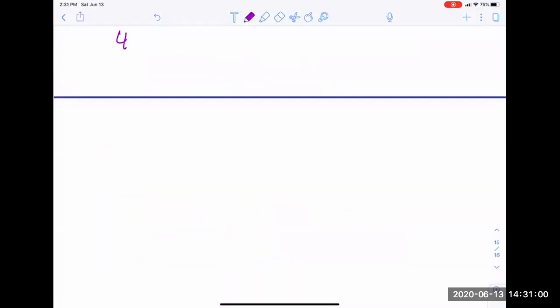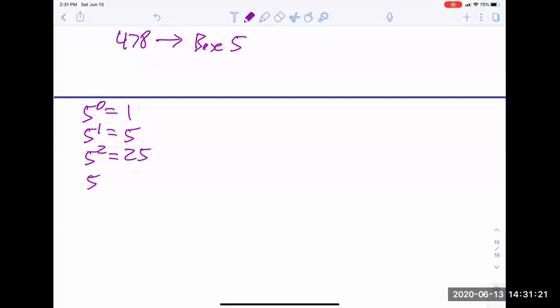So I want to do 478 and convert it to base 5. I need my base 5 numbers. So there's 1, 5. Let's remember 5 squared is 25. 5 to the third is 125. 5 to the fourth is 625. We can stop because 625 does not divide into 478.